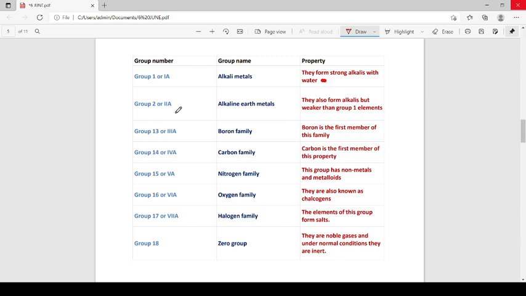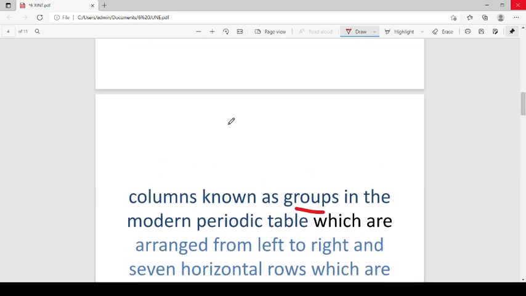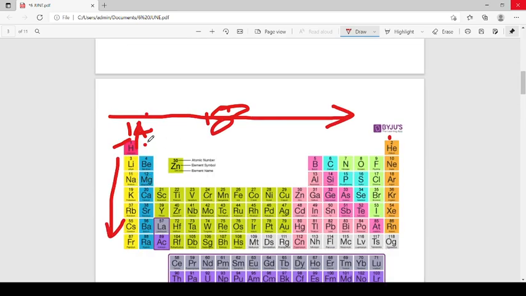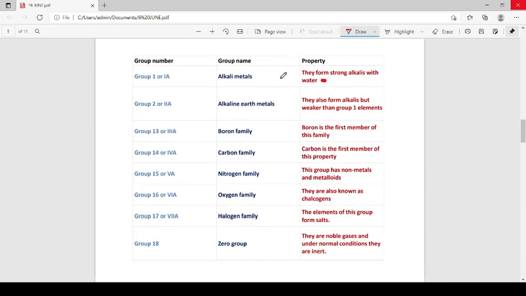Group 2, or 2A, are the alkaline earth metals. So group 1 contains alkali metals and group 2 contains alkaline earth metals. Alkaline earth metals also form alkalis, but they are weaker than group 1 elements, as group 1 elements are the strongest. The elements placed in group 1 are the strongest. In group 2 the elements are strong, but weaker than the group 1 elements.